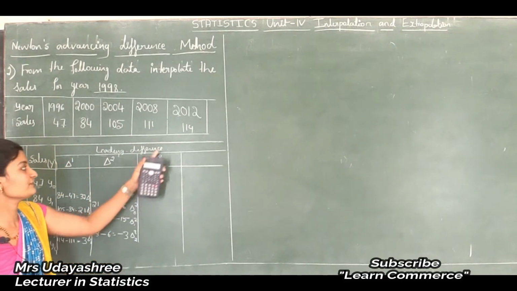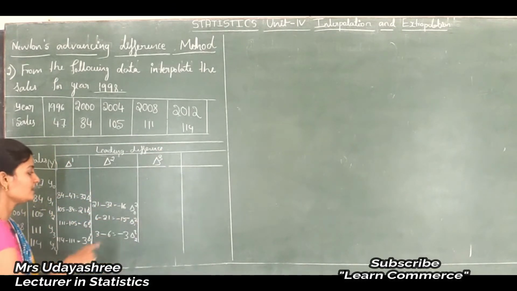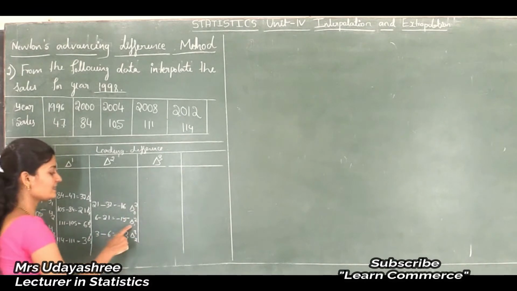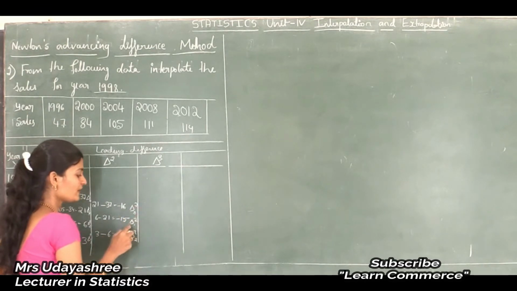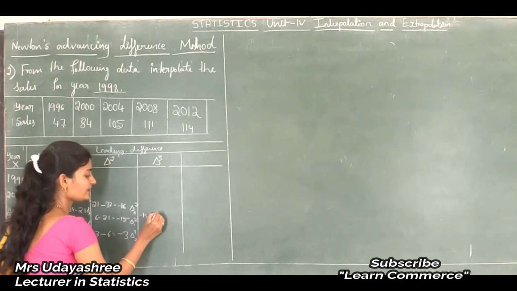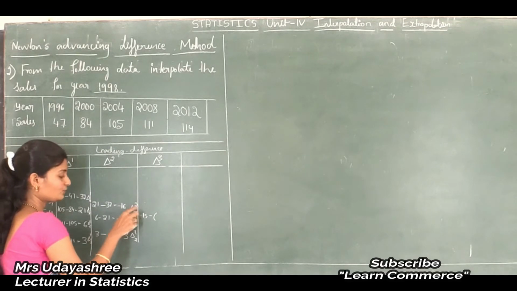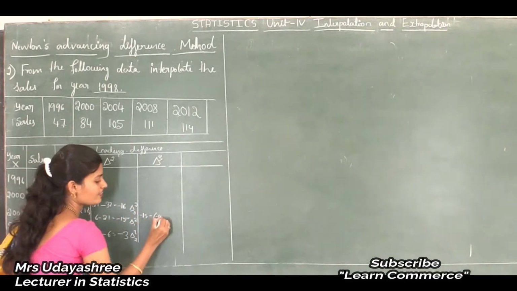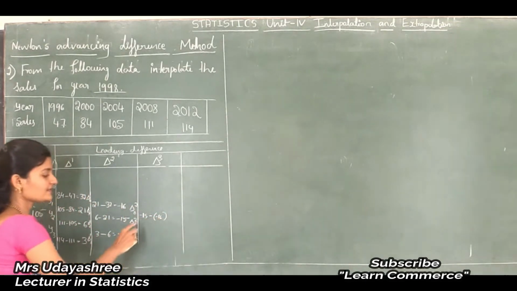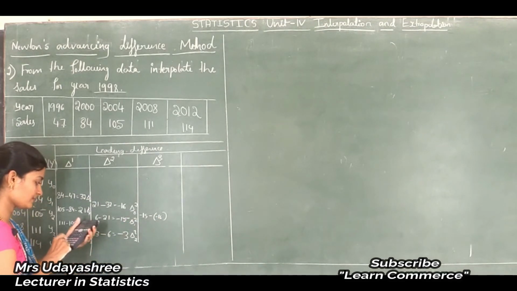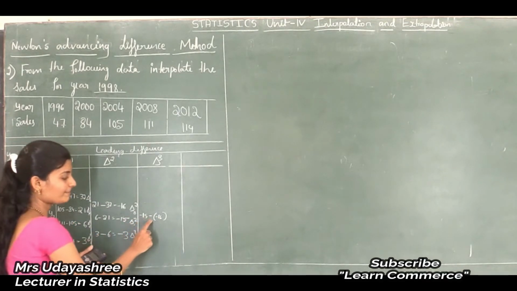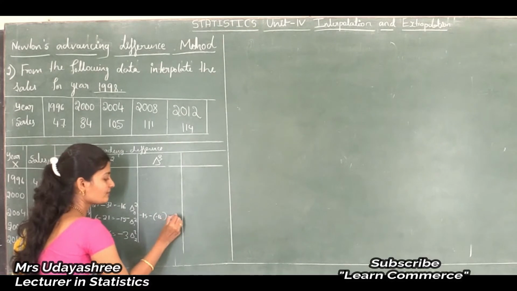Next column is the third leading difference value, denoted by delta 3. How to find delta 3? That is delta 1 2 minus delta 0 2. Here delta 1 2 is minus 15, minus delta 0 2, which is minus 16. Minus minus is plus, so minus 15 plus 16 is 1.